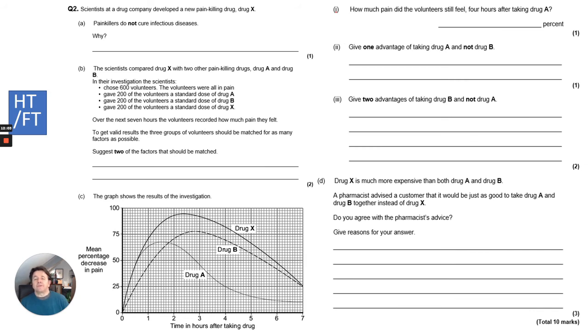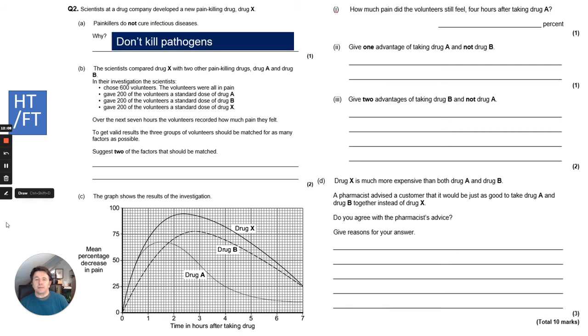Right, so the first question: painkillers do not cure infectious diseases. Why don't they? Well, basically they don't kill pathogens. That's all you need to say. And then it gives you some data.